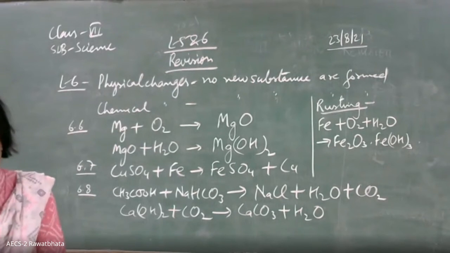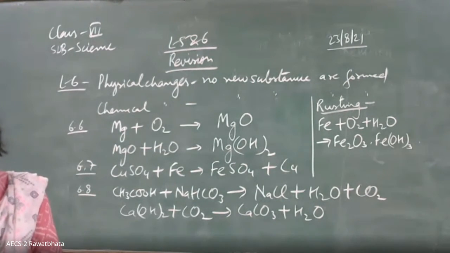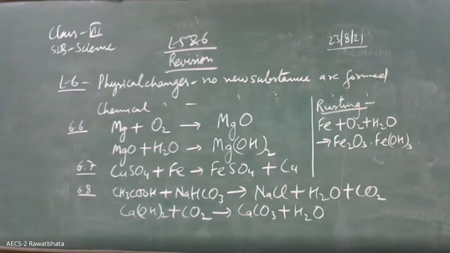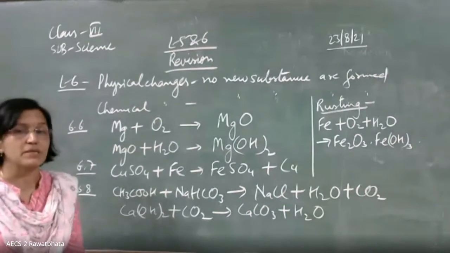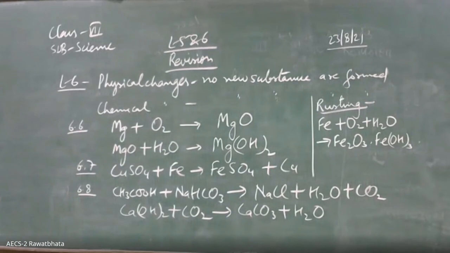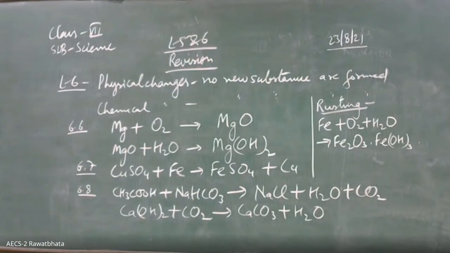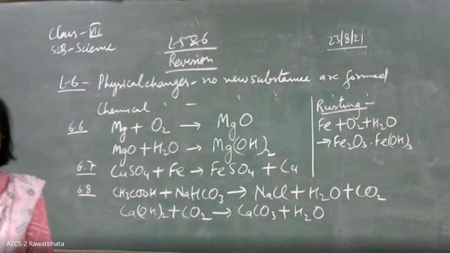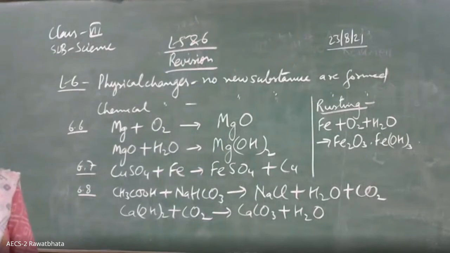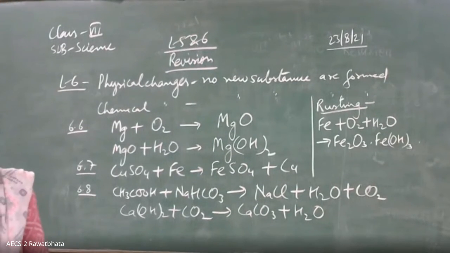And then of course, we may be asked, how will you identify that a chemical change has taken place? There are certain indications. Heat or light may be evolved, sound may be produced, a change in smell or color may occur, or gas may evolve. If any of these symptoms are there, that means chemical change is taking place.